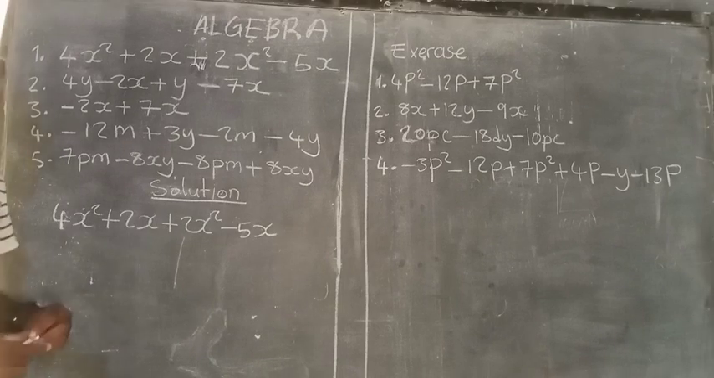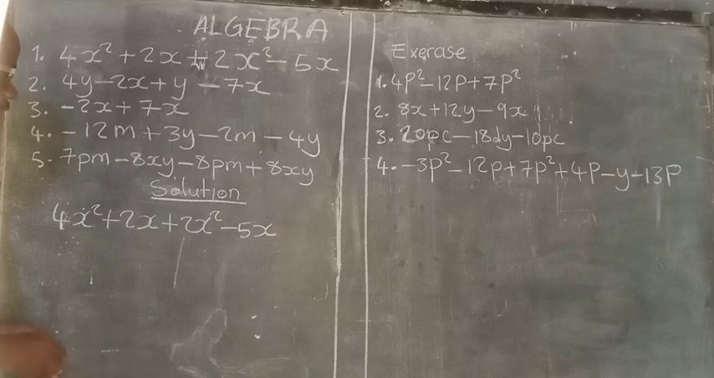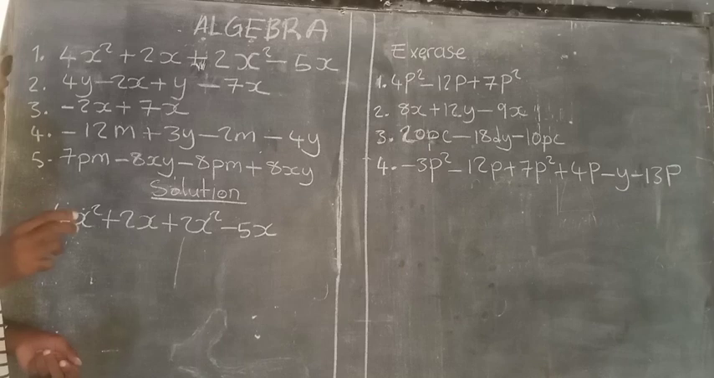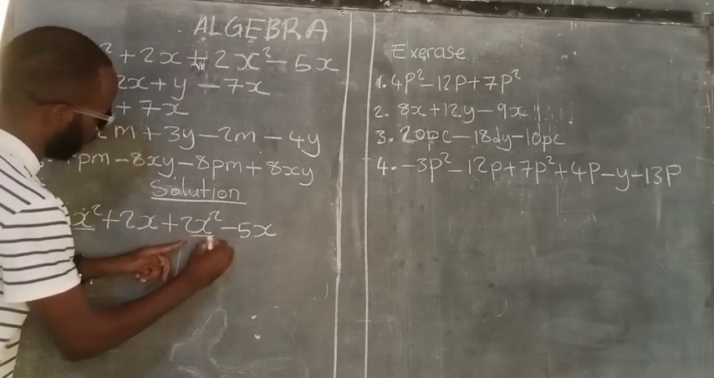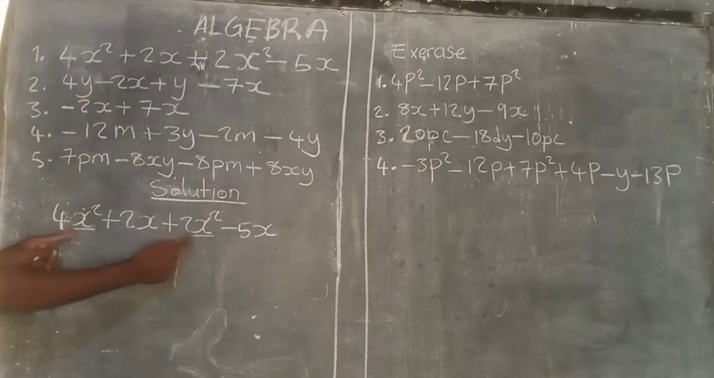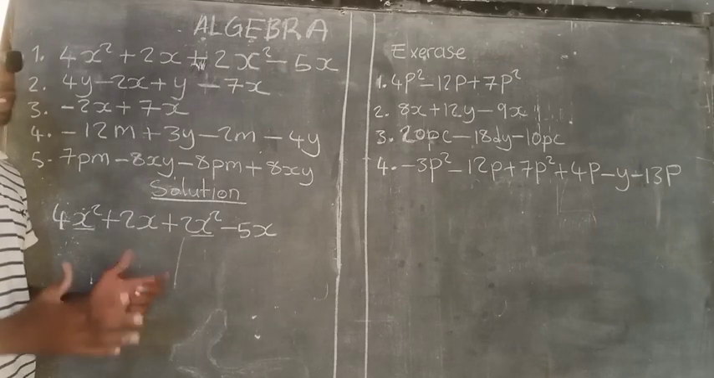Now, to simplify this algebraic expression, we are supposed to identify the like terms. Like terms are letters which are exactly the same. Now, if we look at this expression, x squared is exactly the same as this x squared. So these two are like terms because they're exactly the same. Let us put them together.